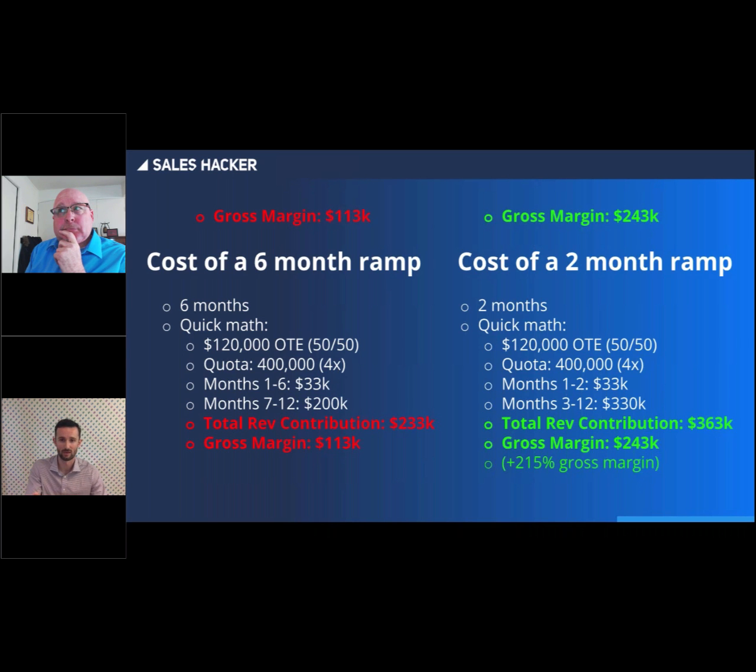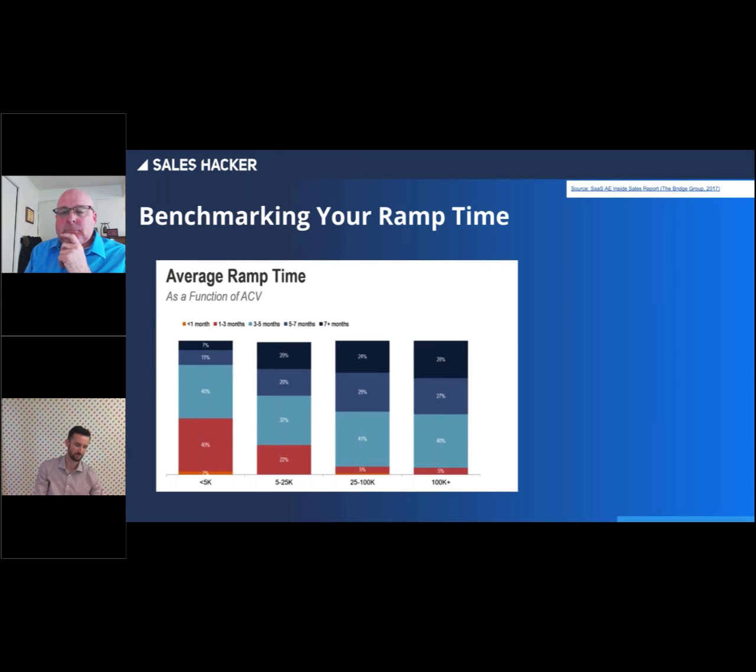But even before you do that, jumping to the next slide, you need to understand how to benchmark what my ramp should be. Another great data point from this report that I linked at the top, that anybody can check out, is what is the average ramp time based on the ACV, or average contract value, of the deals that I'm selling? Everybody on this call has a different average contract value, and that probably means you fall into a different bucket. Looking at this graph, we can see less than 5K, 5 to 25, 25 to 100, and big ticket 100 plus.